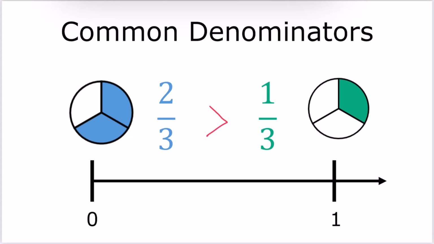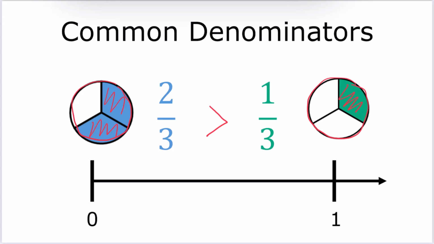And you can show this to students either with a region model where you have a whole circle that's split up into 3 pieces and 2 of them are shaded. And then you have a whole circle that's split up into 3 pieces and 1 of them is shaded. And when you show them with the region model, it's pretty clear why 2/3 is greater than 1/3, because the size of the pieces is the same, because the denominators are the same, and the number of pieces in the blue fraction is bigger than the number of pieces in the green fraction.